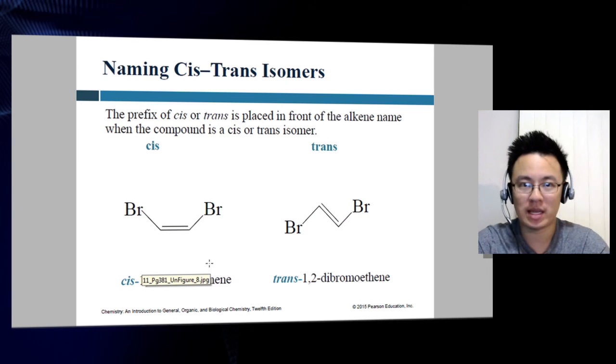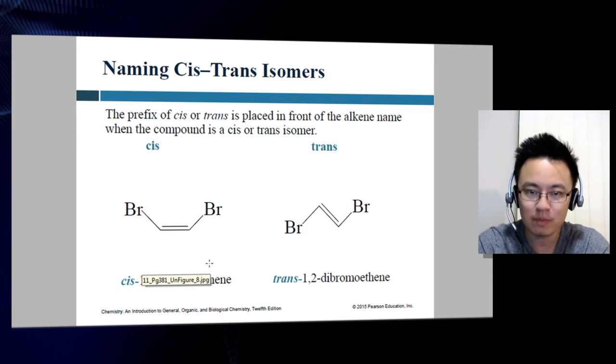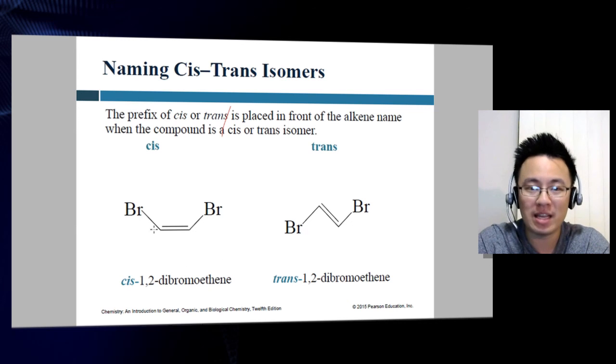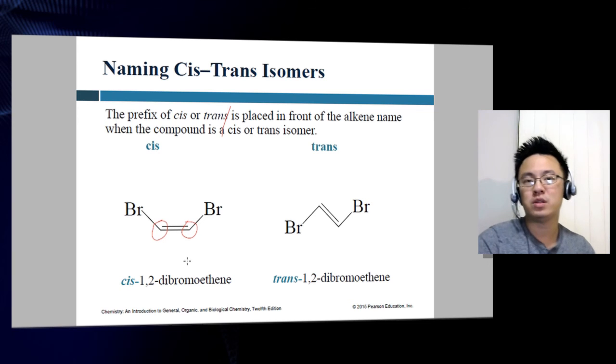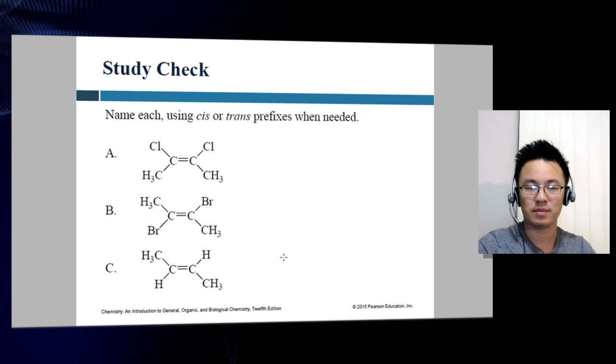Now, when naming cis-trans isomers, the prefix cis or trans is placed in front of the alkene name when the compound is a cis or trans isomer. You can see here we have 1,2-dibromoethene, carbon 1, carbon 2. It's an ethene, so two carbons with a double bond, and we have to indicate if it's cis or trans. So it's going to be cis-1,2-dibromoethene, versus here we have a trans-1,2-dibromoethene because the bromines are on opposing sides. You can go ahead and name these molecules on your own.